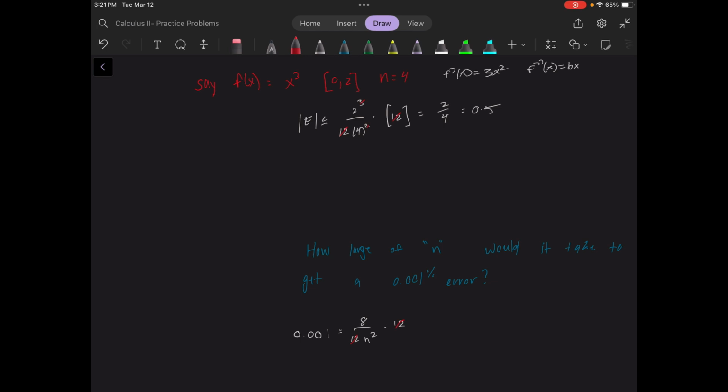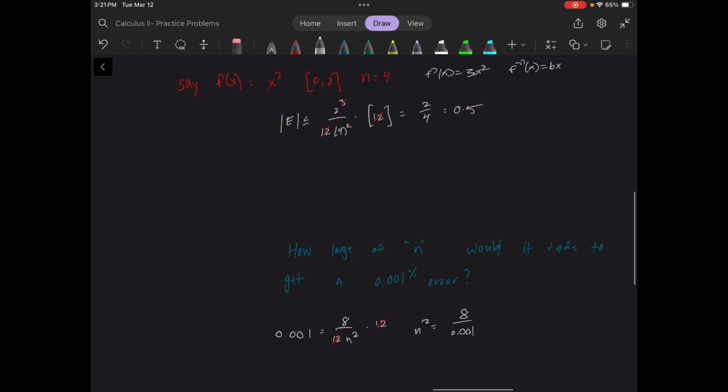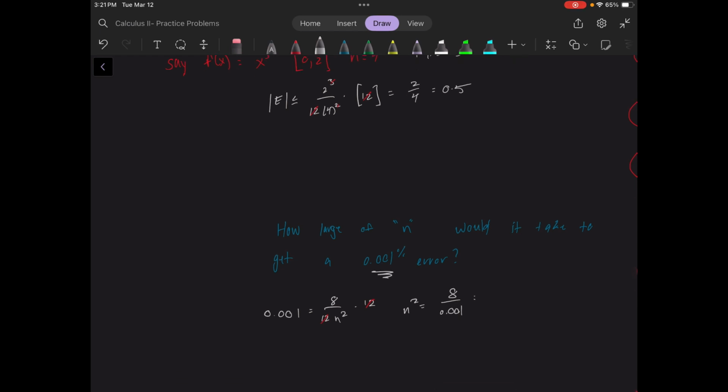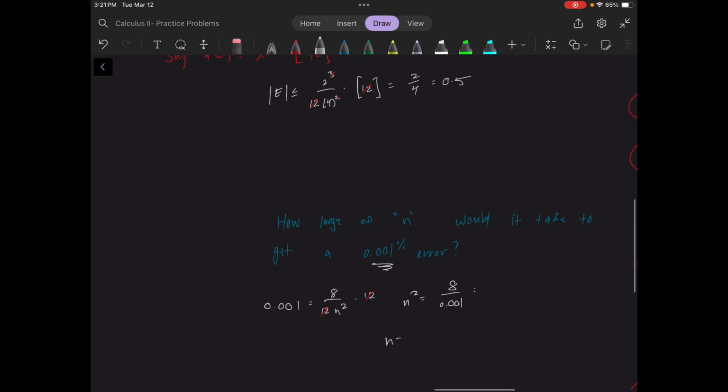And we are left with, well, let's solve it for n. We get n squared equals 8 over 0.001. This is obviously a big number. When you're dividing by such a small number, you're going to get a big number, which is expected because it would take a lot of trapezoids to get such little of an error. And n is the number of trapezoids.